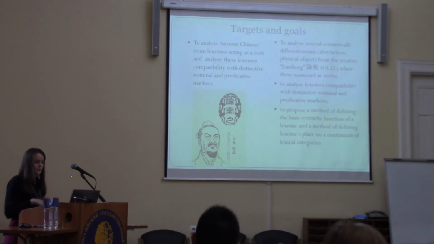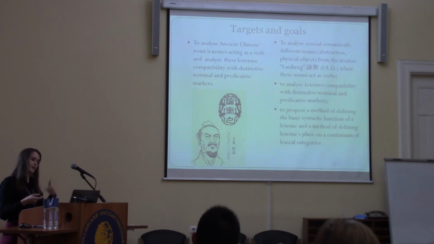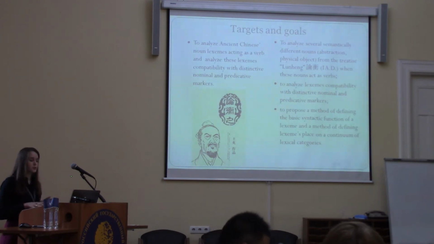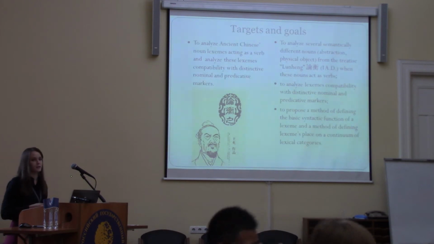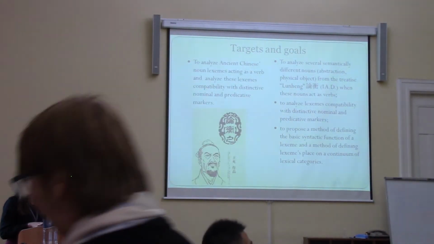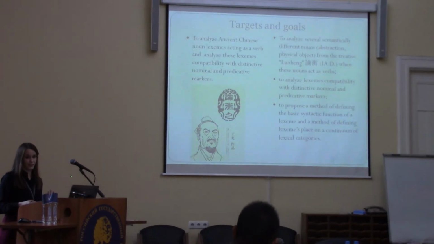And after we found these noun lexemes acting as verbs in this treatise, we decided to analyze their compatibility with distinctive nominal and predicative markers on the basis of texts earlier than Lunheng and a little bit later. So we analyzed about 100 texts of almost 14 centuries, and after that we decided to propose a method of defining the basic syntactic function of a lexeme, and a method of defining a lexeme's place on the continuum of lexical categories.